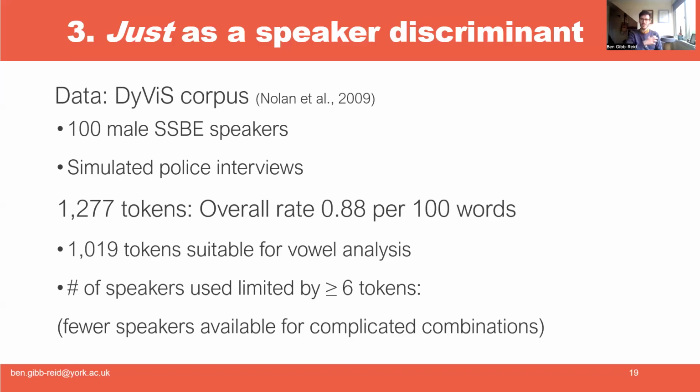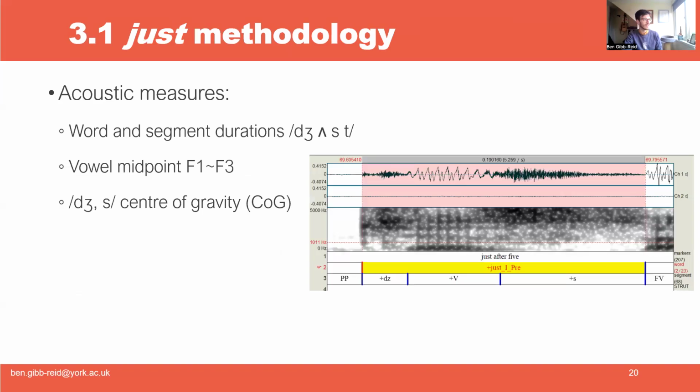Around about 1,000 of those were suitable for vowel analysis. And I had a restriction on how many speakers I could use. I had to use 6 tokens per speaker because of the amount you need for it to do likelihood ratios. Now, as I mentioned, I took the vowel midpoints, center of gravity, and segment durations here.